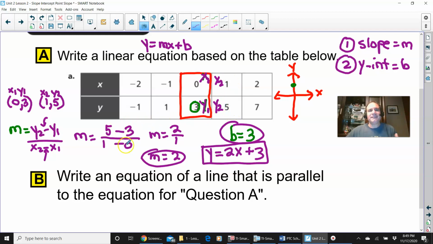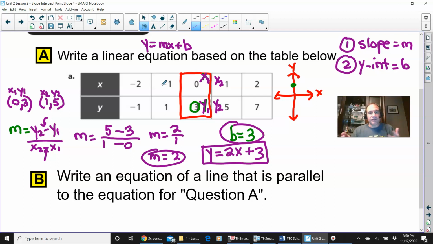Look how easy it became. If I picked these negatives, it wouldn't be easy. It would be difficult. We'd have double negatives and everything like that. We'd still get the same answer, but you don't want to subtract a negative. Even in the calculator, you might make a mistake. So try to avoid the negatives. Pick the points that are easiest for you to deal with.